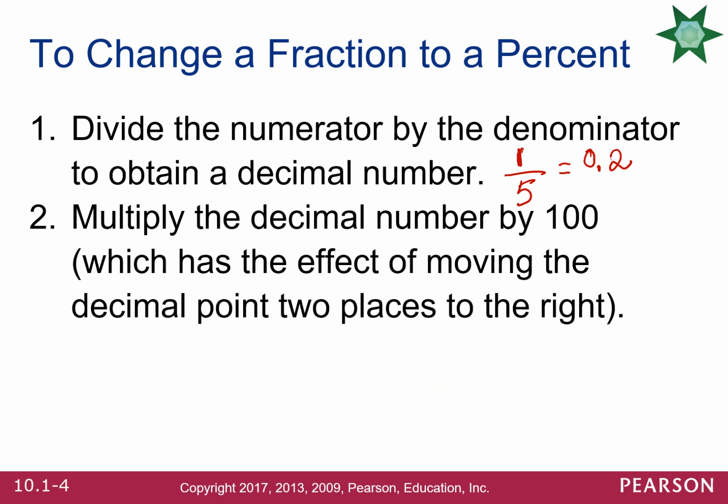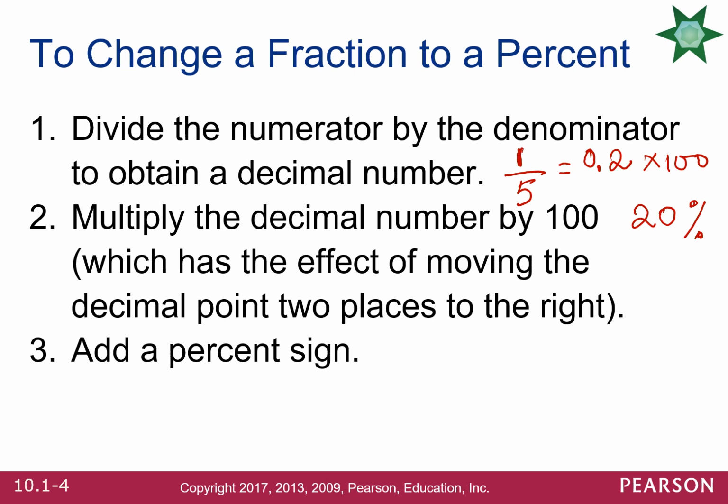So it's 0.2. In the second step, you take your 0.2 and you multiply it by 100. So 0.2 times 100 will give you 20, all right? And then you add the percentage symbol, right? So let's look at what the last step should be.